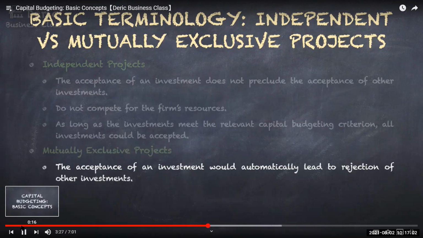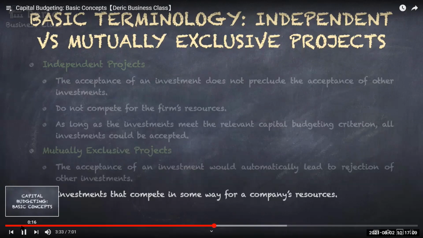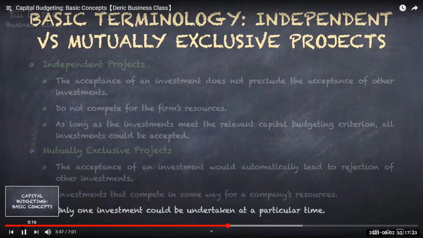If these projects are mutually exclusive, you can only choose to accept 1 out of the 5 projects. Mutually exclusive projects are the investments that compete in some way for a company's resources. In other words, due to the capital constraints of the company, such projects cannot be undertaken simultaneously. Therefore, only one investment could be undertaken at a particular time.